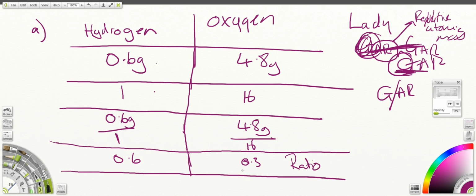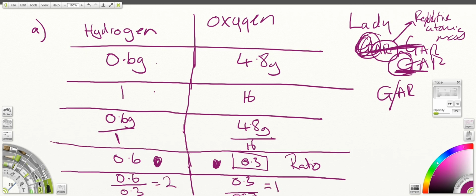You've got this ratio. All you need to do is divide both bits, so this bit and this bit, by the smallest ratio. In this case, the smallest ratio is 0.3. So I'm going to say 0.6 divided by 0.3. So it's the small man at the bottom always. And 0.3 divided by 0.3. So this is going to equal 2, and this is going to equal 1.